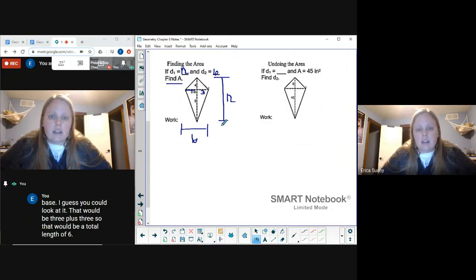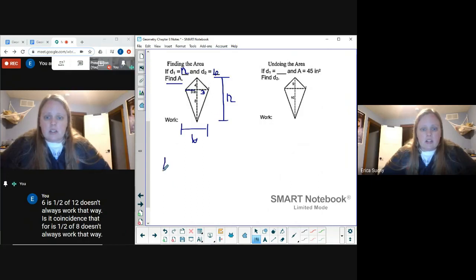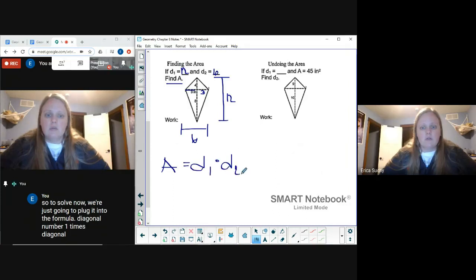Okay, now it is a coincidence that 6 is half of 12. Doesn't always work that way. It is a coincidence that 4 is half of 8. Doesn't always work that way. All right, so to solve now, we're just going to plug it into the formula. Diagonal number 1 times diagonal number 2 divided by 2.